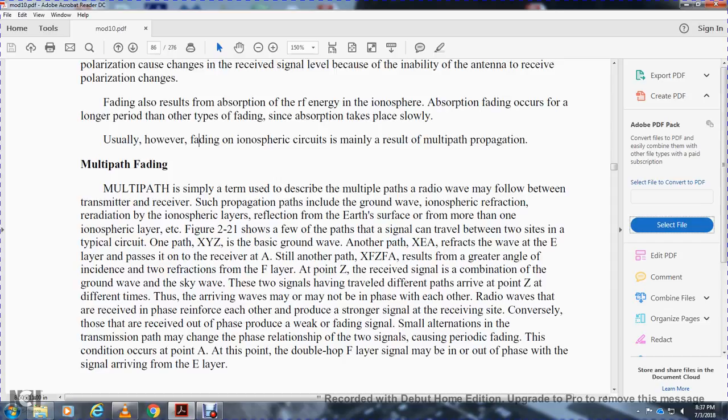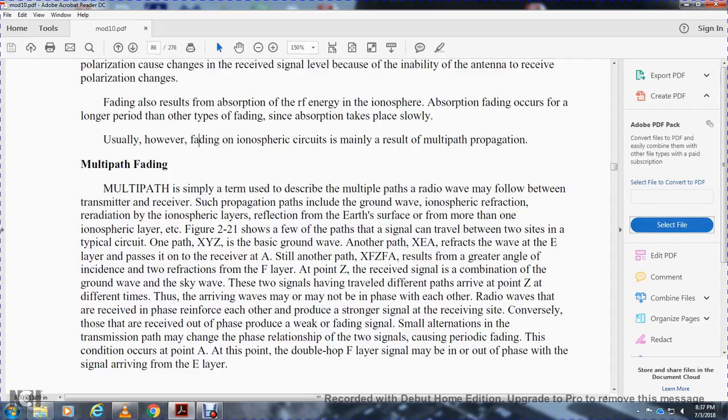The two signals have traveled different paths and arrive at point Z at different times, so the arriving waves may or may not be in phase with each other. Radio waves received in phase reinforce each other and produce a strong signal at the receiving site, but conversely, those received out of phase produce a weak and fading signal. Small alterations in the transmission path may change the phase relation of the two signals, causing periodic fading.